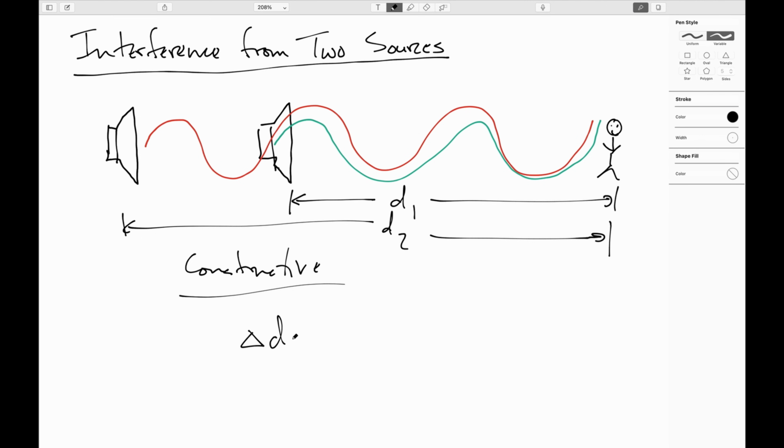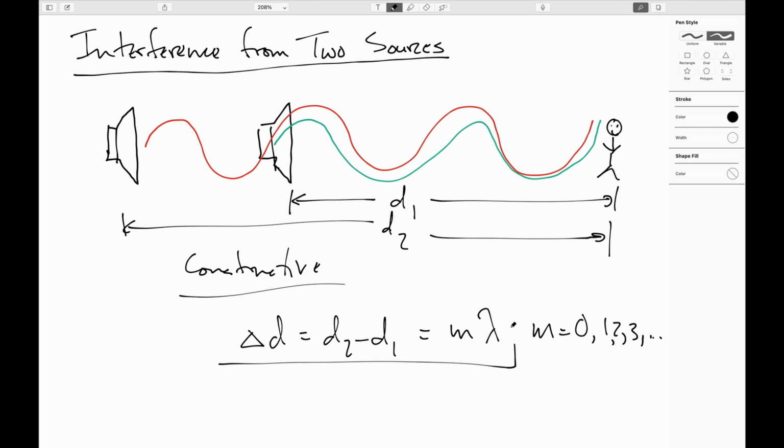So this means that delta D, my D2 minus my D1 here, will be equal to m lambda. Now here, in addition to m being 1, 2, 3, or 4, 0 is also a possibility. So this is just saying as long as the difference in distance is 0 wavelengths, 1 wavelength, 2 wavelengths, 3 wavelengths, whatever, that's going to work out to be constructive interference.